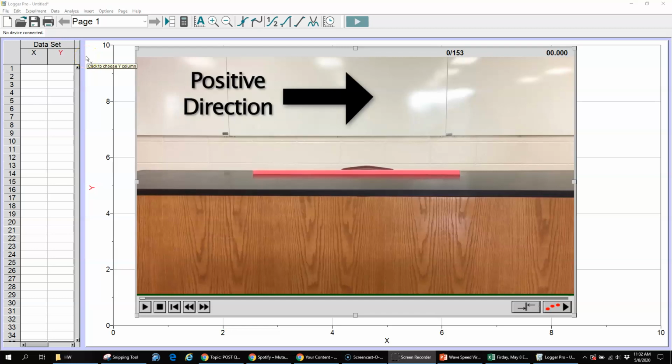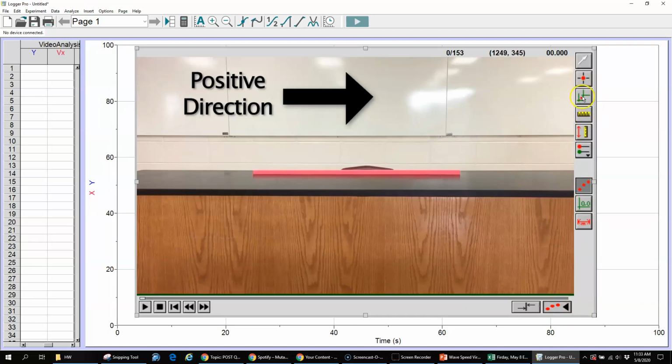Remember that another way to find the velocity or speed of an object was to use video analysis within Logger Pro. This is a first semester video of a constant velocity hover puck. Let's watch it go. All right. So what we would have done is use the video analysis tools.